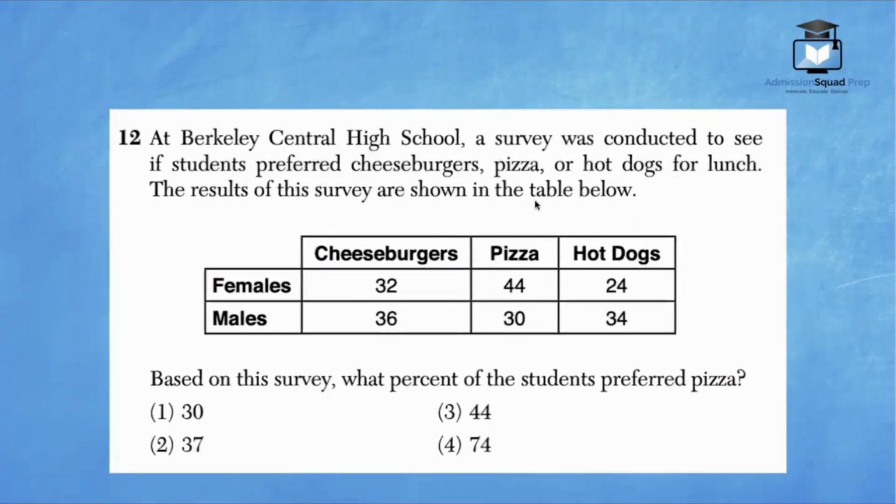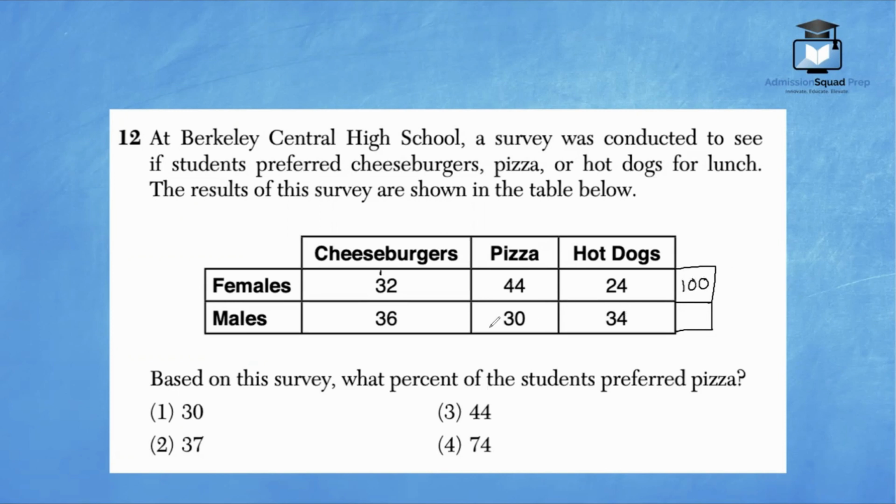Number 12. At Berkeley Central High School, a survey was conducted to see if students preferred cheeseburgers, pizza, or hot dogs for lunch. The results of this survey are shown in the table below. Based on this survey, what % of the students preferred pizza? Let's calculate how many students we have in total. So 4 plus 4 is 8, plus 2 is 10. So I'm going to put the 0, carry the 1. And then we have 2 plus 4 is 6, plus 3 is 9, plus 1 is 10. So we have 100 females in total.